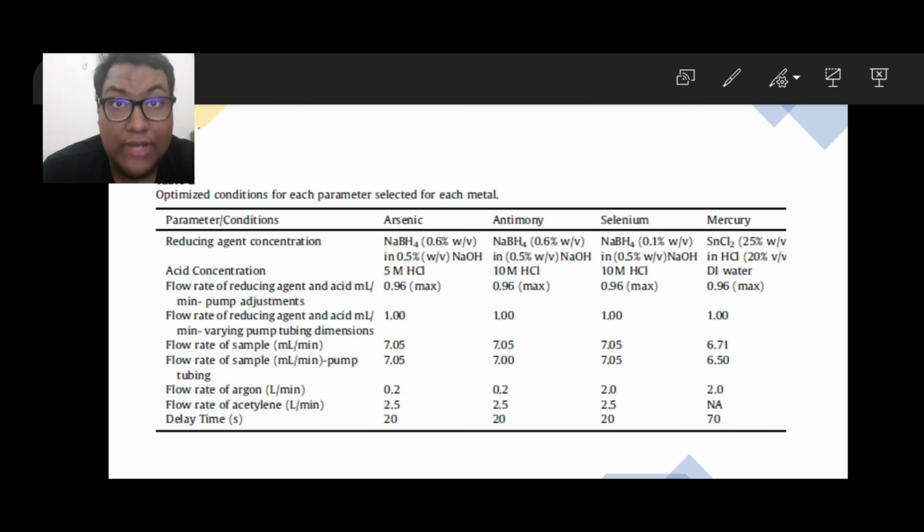And for mercury, as we all know, the most efficient and well established reducing agent is SnCl2, and the optimum concentration was found to be 25% weight per volume SnCl2 in 20% HCl. So here in the table, it summarizes the optimized conditions for each parameter selected for each metal, including arsenic, antimony, selenium, and mercury.